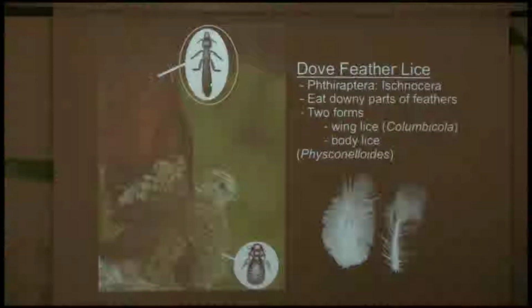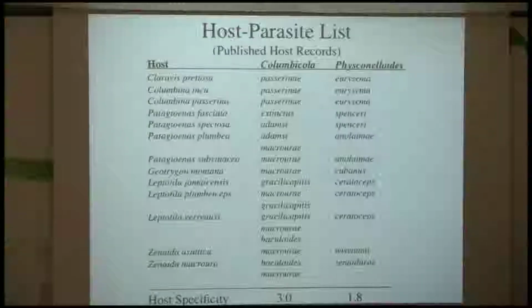In pigeons and doves, there are 2 forms. One we call wing lice, in the genus Columbicola, that hides out in the wing feathers but goes to the body to eat the downy parts of the feathers. And then body lice, Physconelloides, which hang out on the body feathers and eat the same downy parts of the feather. So we can compare these 2 groups of parasites on the same group of hosts.